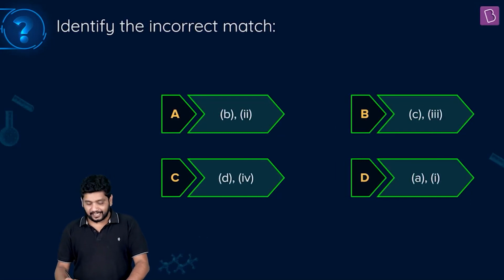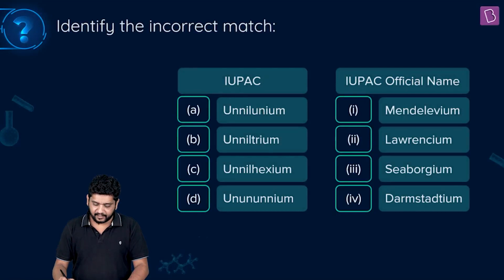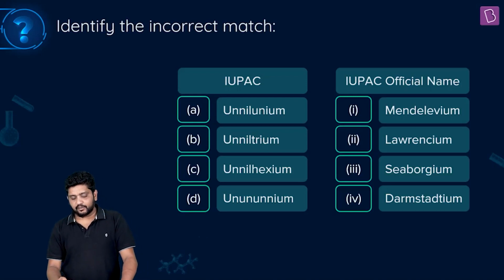We have to find the incorrect match. In this list, some of the names are true. Unnilunium is mendelevium, unniltrium is lawrencium, unnilhexium is given as seaborgium, and the last one is given to us as darmstadtium, right? So we have to see which is not right. Three of them are right, one is wrong, right?